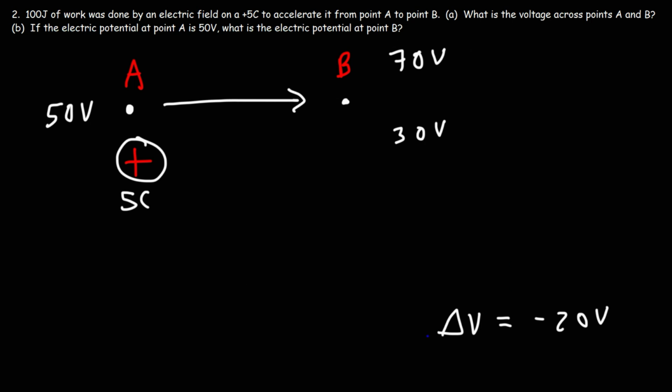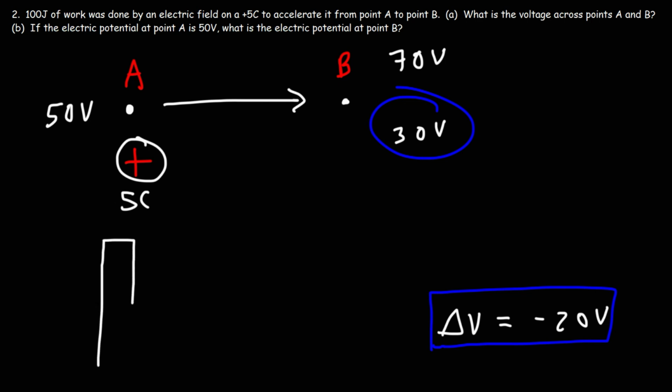Now looking at this, it's saying that the voltage is negative 20. That's an indication that B should be 20 volts less than A, which will indicate that 30 volts is the answer. But let's confirm it though.